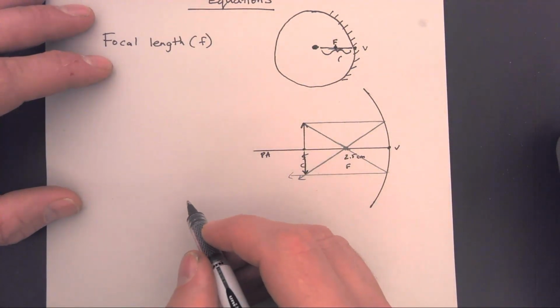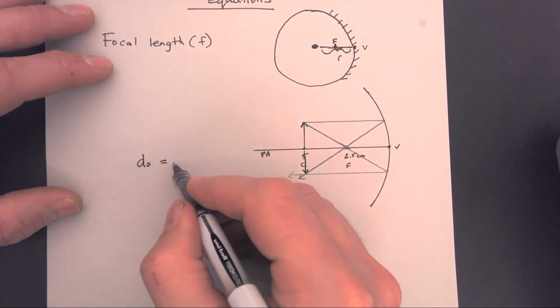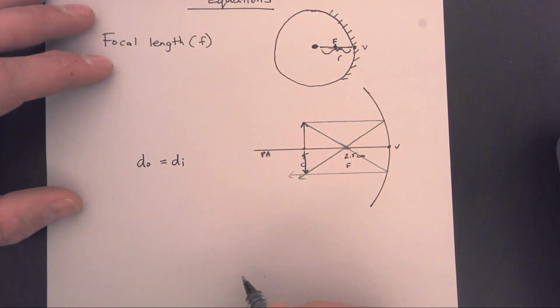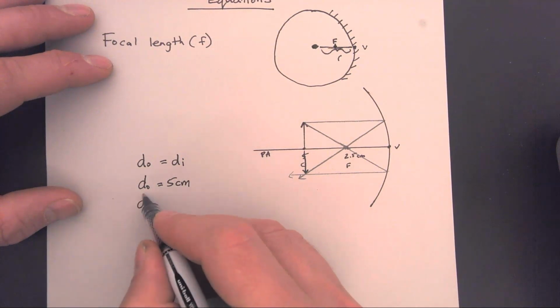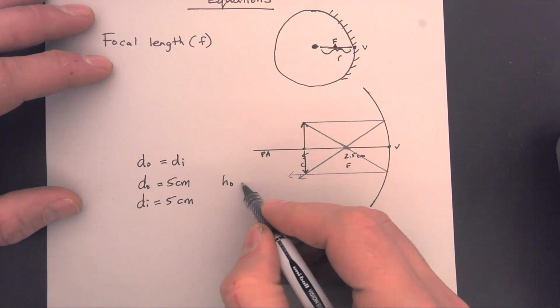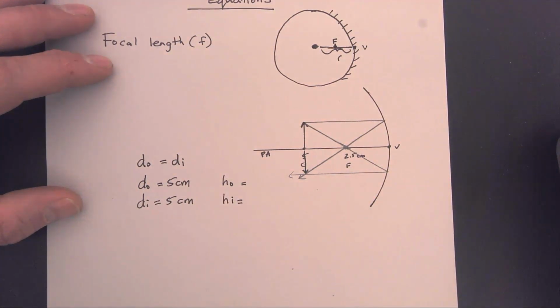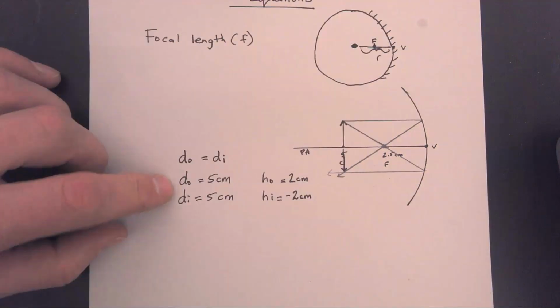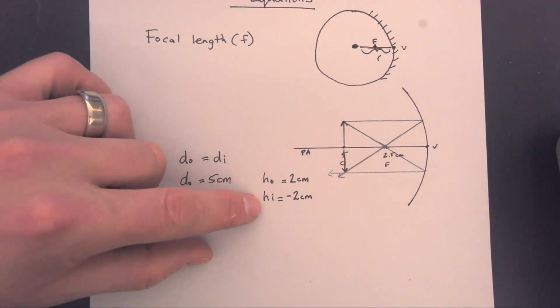Now how would we describe that? Well, we can describe that image in a couple different ways. We can say that the distance of the object is actually equal to the distance of the image. And the distance of the object happens to be 5 centimeters. And the distance of the image happens to be 5 centimeters. The height of the object, I'd actually have to measure it out and compare it to the height of the image, which I'm going to do so now. So the distance of the object is 5 centimeters, the distance of the image is 5 centimeters. The height of the object is positive 2 centimeters, but the height of the image is negative 2 centimeters, which means it is upside down.